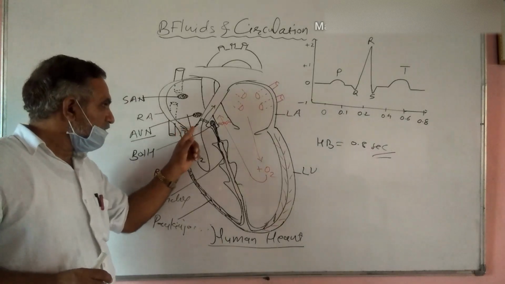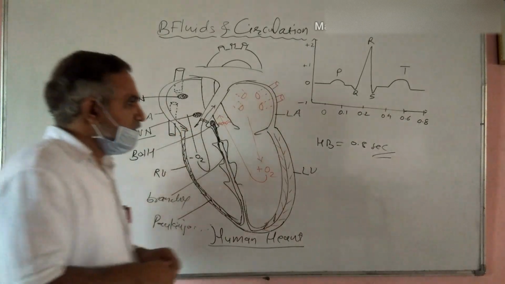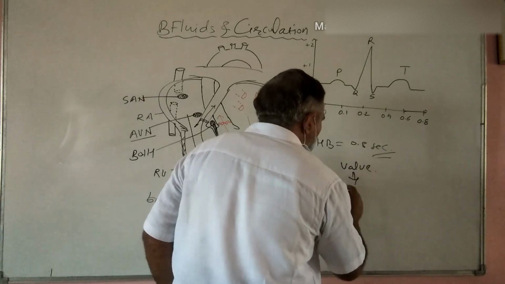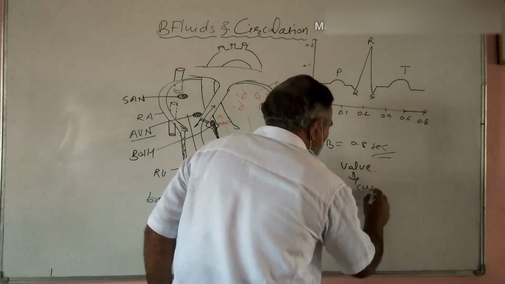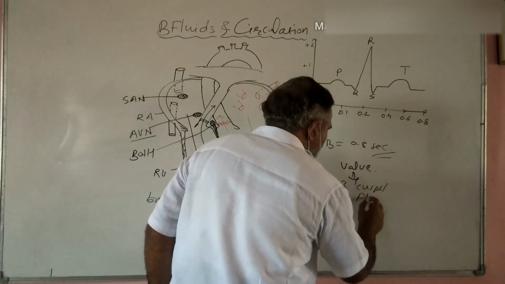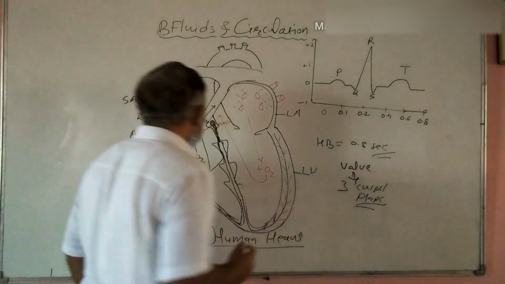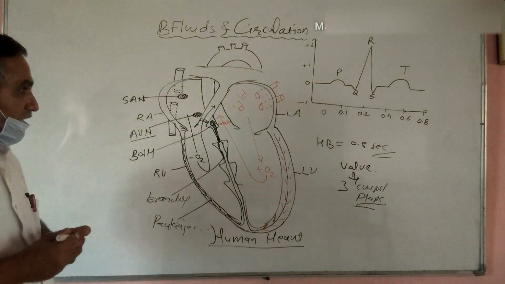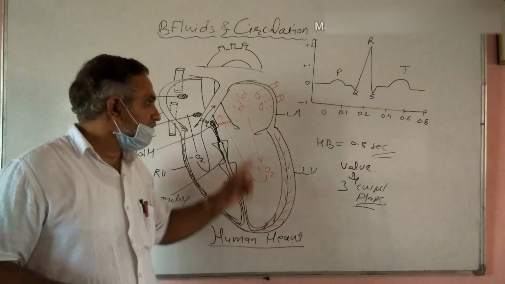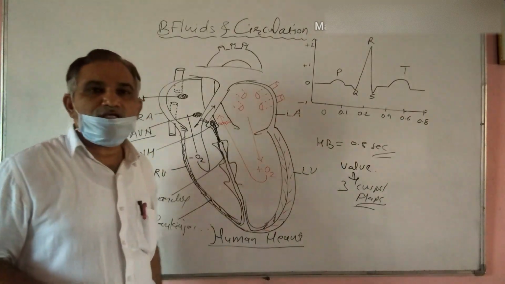It means this valve possesses three cusps or three flaps. Hence the name, tricuspid valve. Here also the bicuspid valve is there. This is known as the mitral valve.